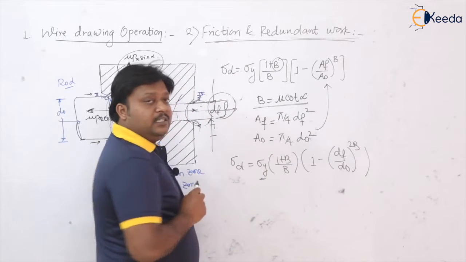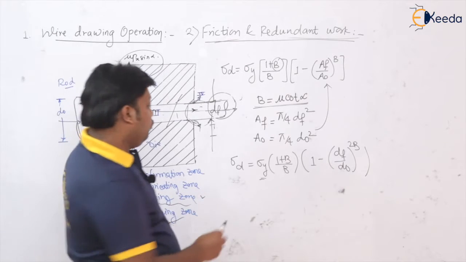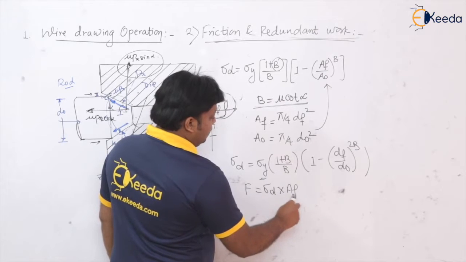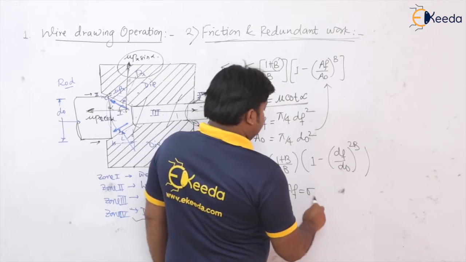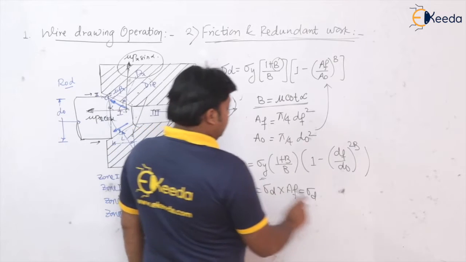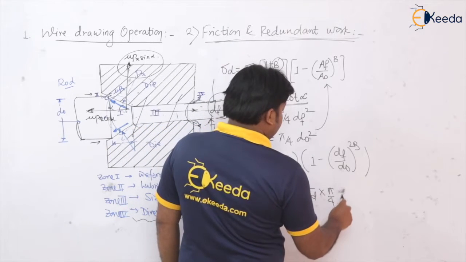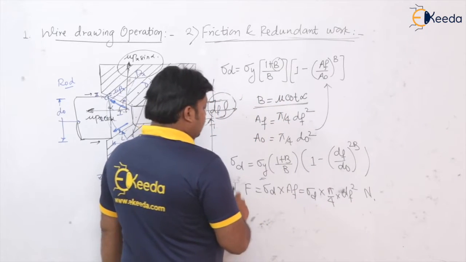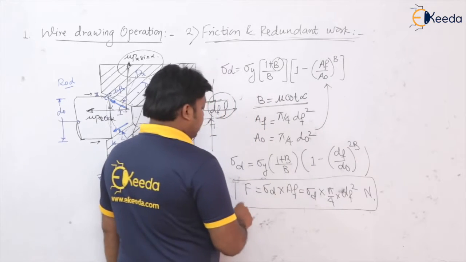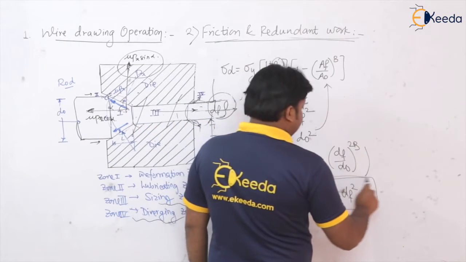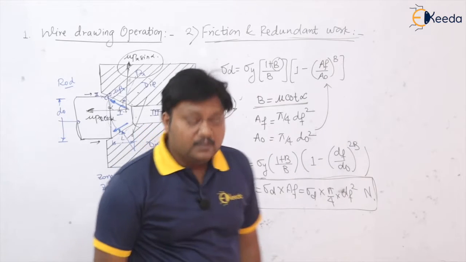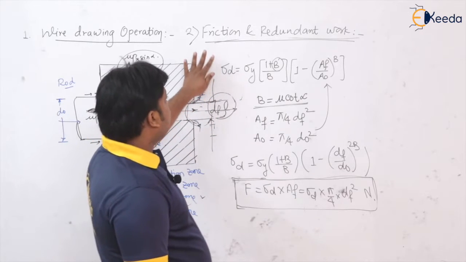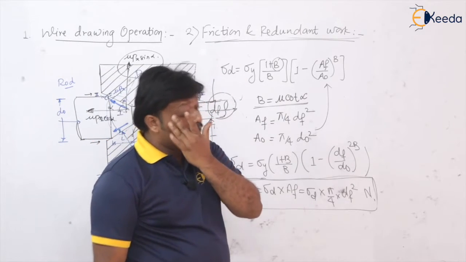Once you get the drawing stress, now it is very easy to calculate force. As usual, force is equal to this drawing stress into final cross-sectional area, which is equal to sigma d you got from this equation, and A final is pi by 4 into d final square, in Newtons. So this is how we get the force when we consider there is friction, and we also take into account the non-homogeneous work or the redundant work. Okay, so this is for the second case, friction and redundant work.